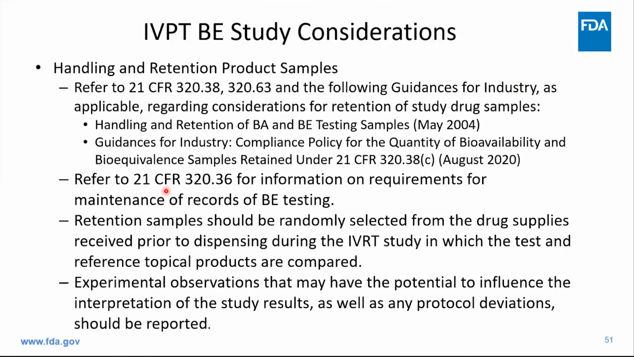Also, you can refer to 21 CFR 320.36 for information on the requirements for the maintenance of records of bioequivalence testing. This is for in vitro studies too, as well as retention samples, which should be randomly selected from the drug supplies received prior to dispensing during an IVRT or IVPT study in which the test and reference products are compared, and experimental observations that have the potential to influence the interpretation of study results. It's really critical that these observations, as well as any deviations, protocol deviations or SOP deviations, should be reported.